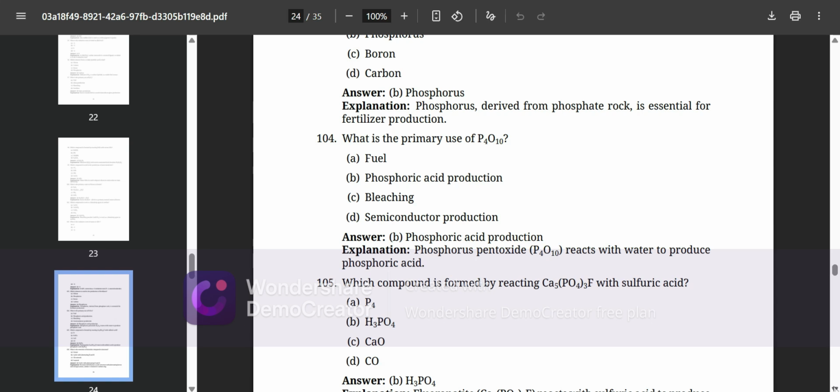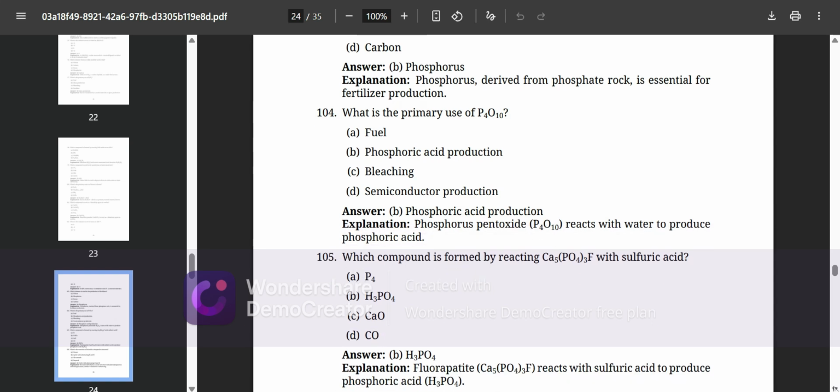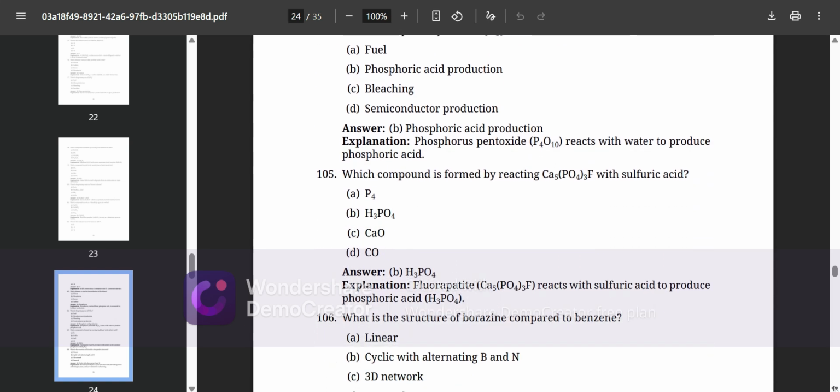Which compound is formed by reacting Ca5(PO4)3F with sulfuric acid? H3PO4. Fluorapatite Ca5(PO4)3F reacts with sulfuric acid to produce phosphoric acid, H3PO4.